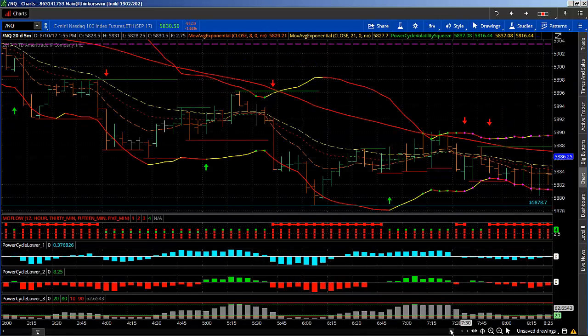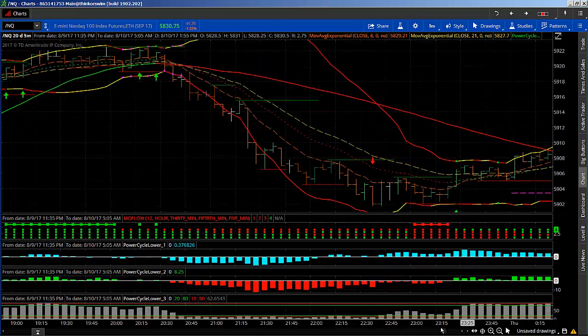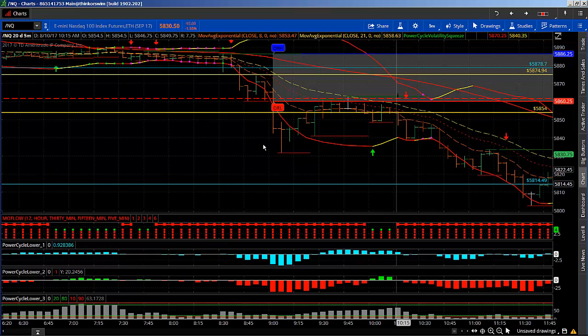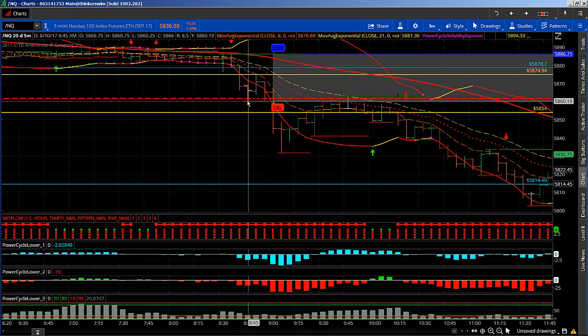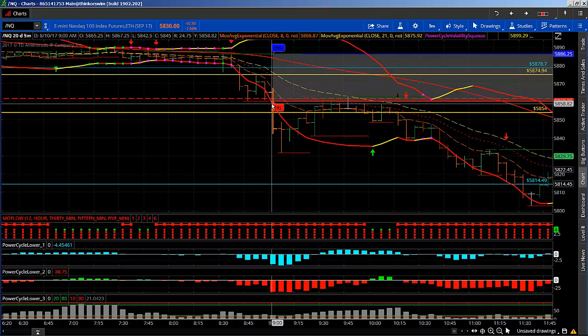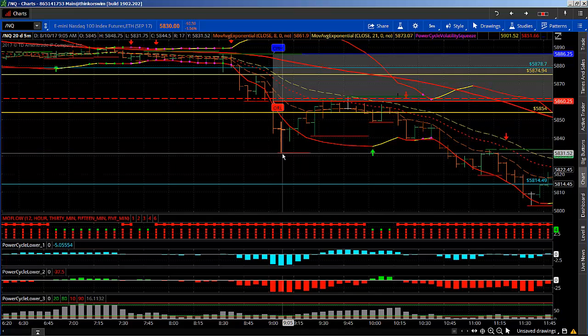Let me back up and I'll show you that more clearly. Here is that first break, you fade it, it snaps back up. Then you put in a short order right below that. That would have been right here at 58.58. Bingo, it gets hit to the downside.